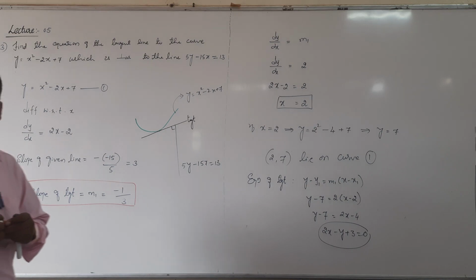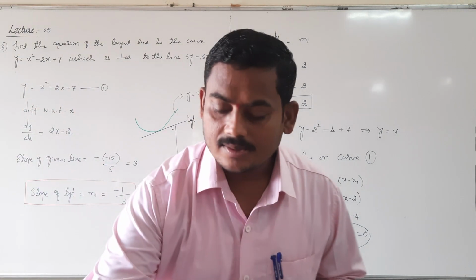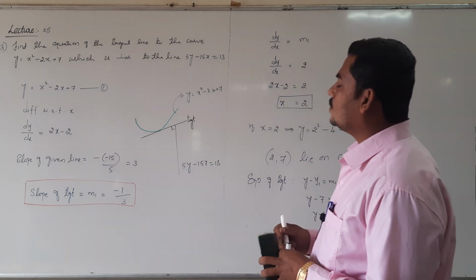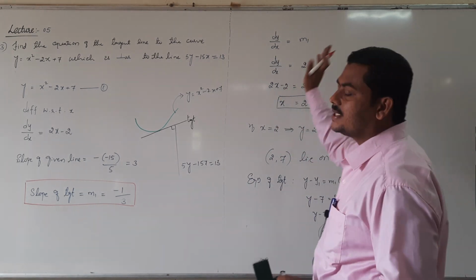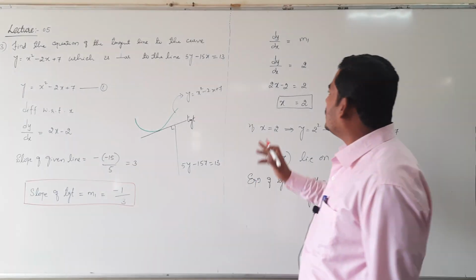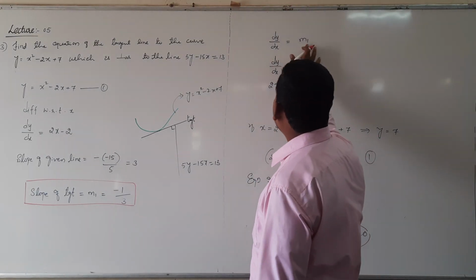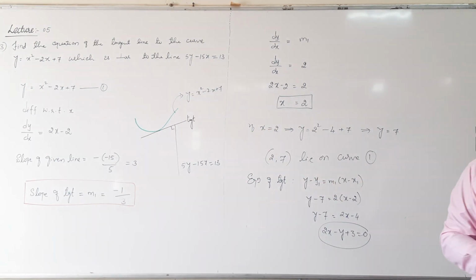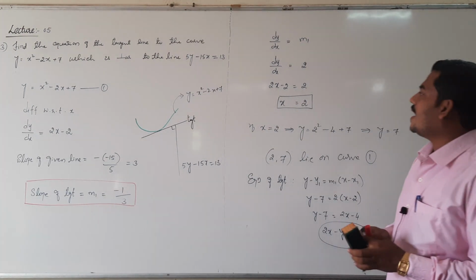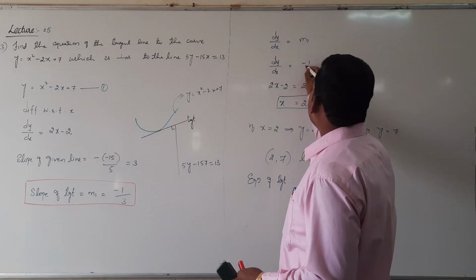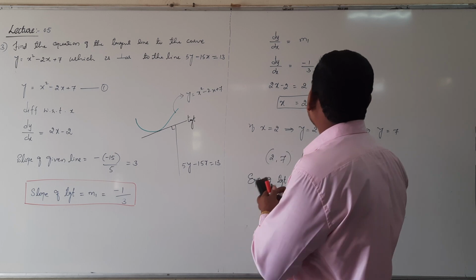Now, according to the given condition, dy by dx equal to m1 only. dy by dx is nothing but the slope of the tangent line, which is m1. So dy by dx equal to m1, and m1 is nothing but -1 divided by 3.